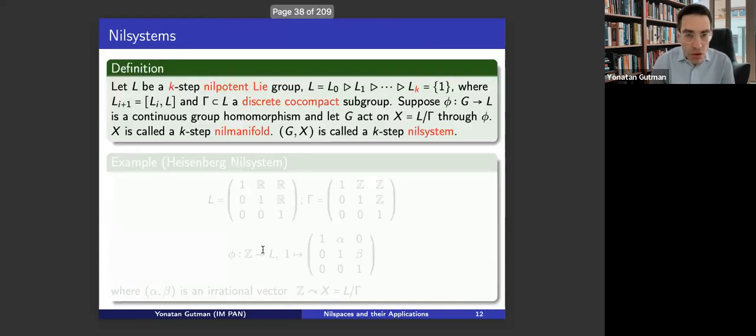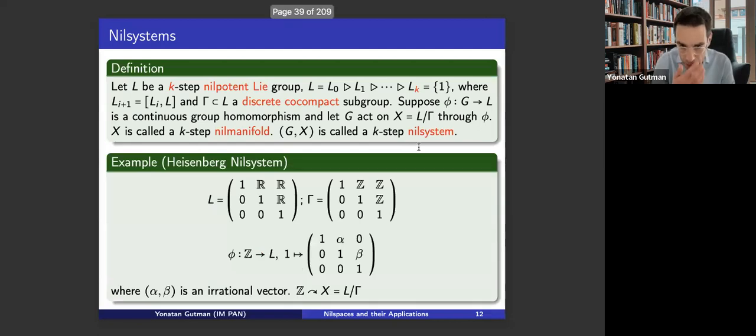And now we need to study the structured case. In order to do this, we need now to define what is a nil system. So let L be a k-step nilpotent Lie group. So here's the definition of what it means to be nilpotent. And let gamma be a discrete co-compact subgroup. And also we suppose that we have a group homomorphism from some group G into L. And then we let G act on the nilmanifold that we achieve when we divide L by gamma. This is some compact space. And this dynamical system, X is called the k-step nilmanifold, and (G, X) is called the k-step nilsystem.